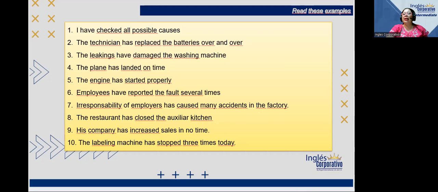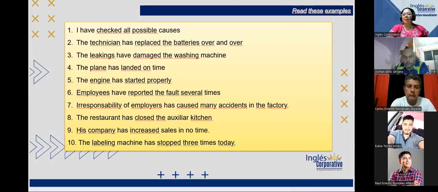Okay, people, so please, I'm going to say a name. Hosman number one, Carlos Ernesto number two, Eulise number three, Raul number four. Okay, you may start reading.